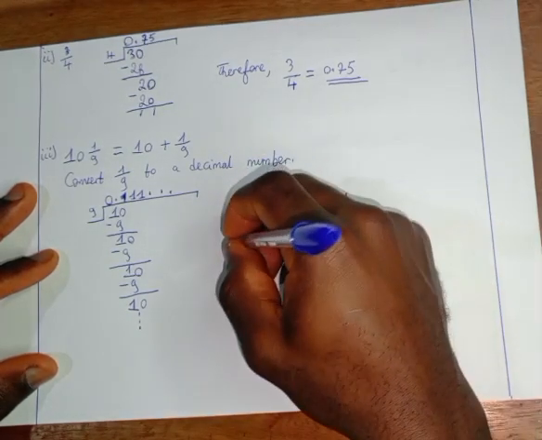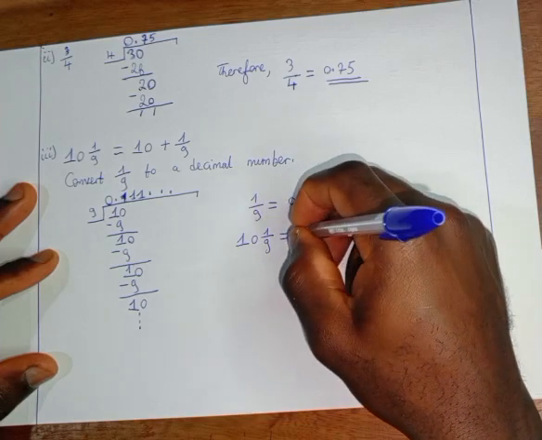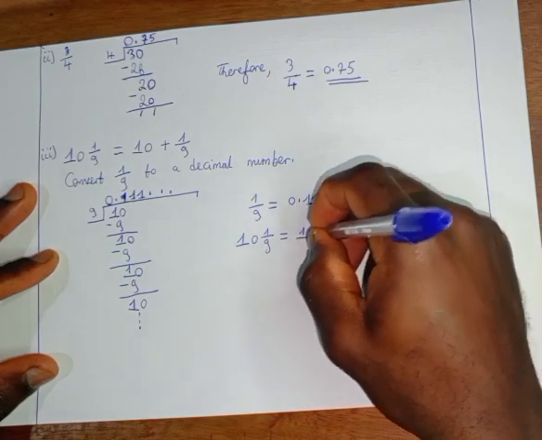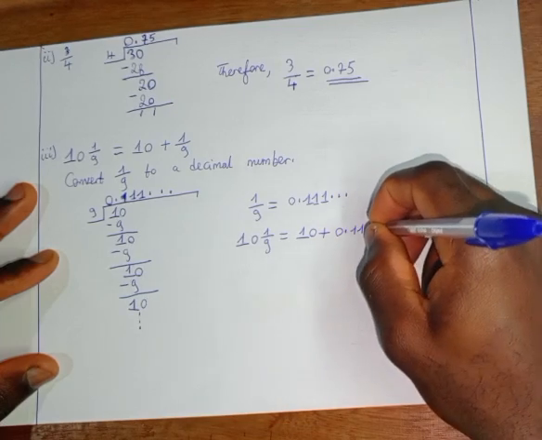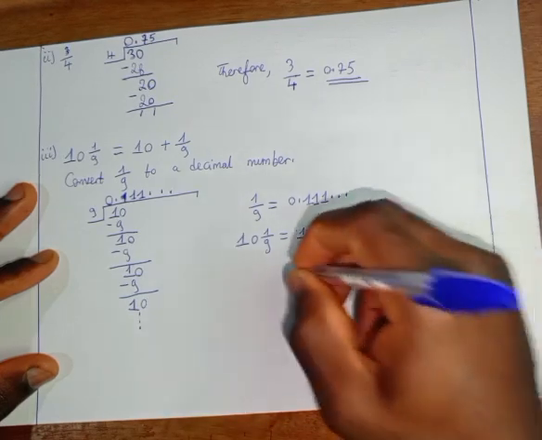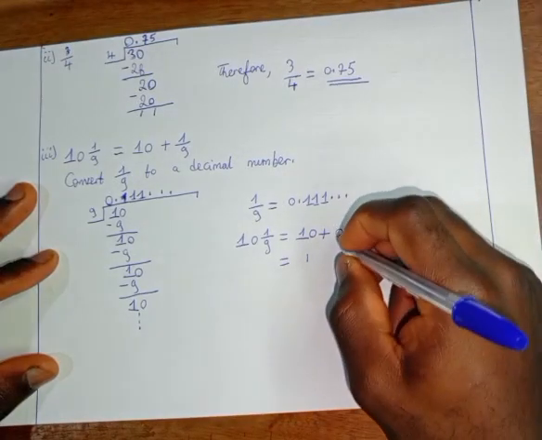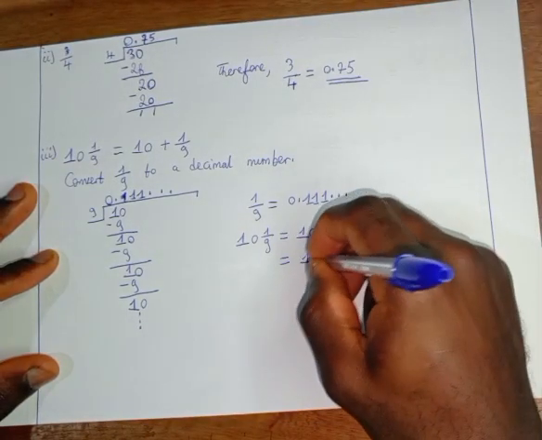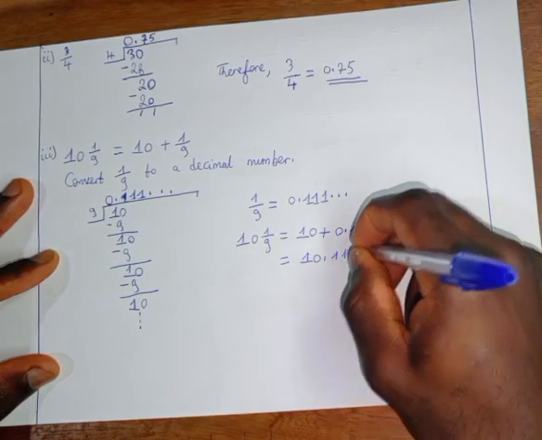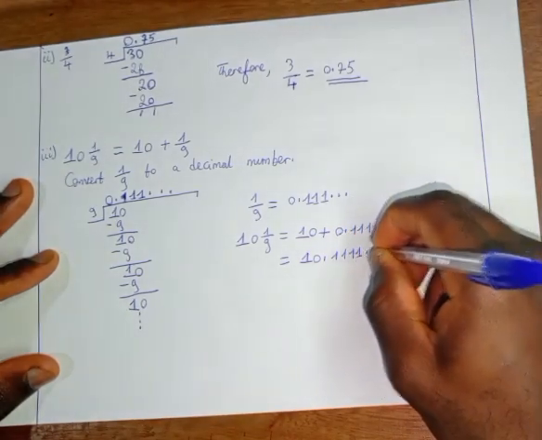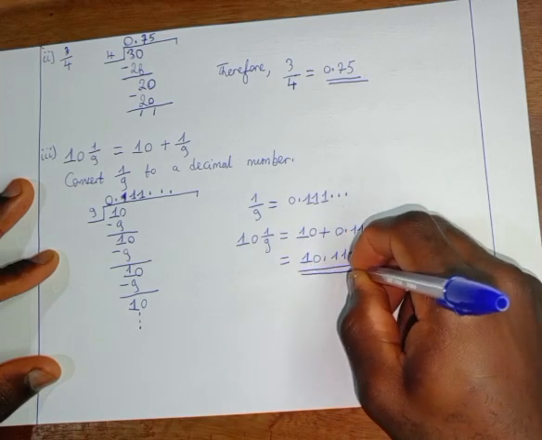If you take the mixed fraction 10 and 1 over 9, it is simply equal to 10 plus 0.111 with 3 dots, which is simply equal to, we replace the whole number part 0 with 10, 10.1111 with the 3 dots. So this will be the result.